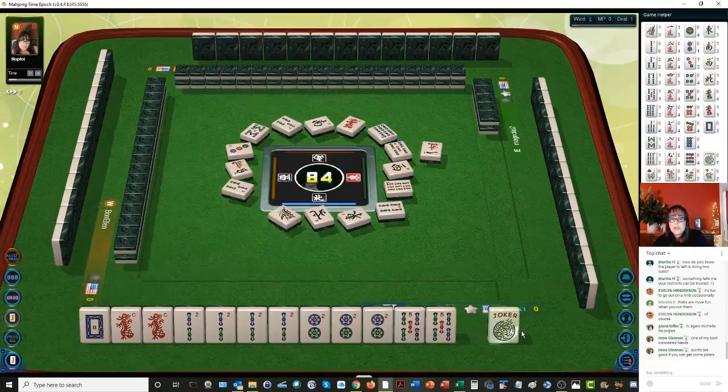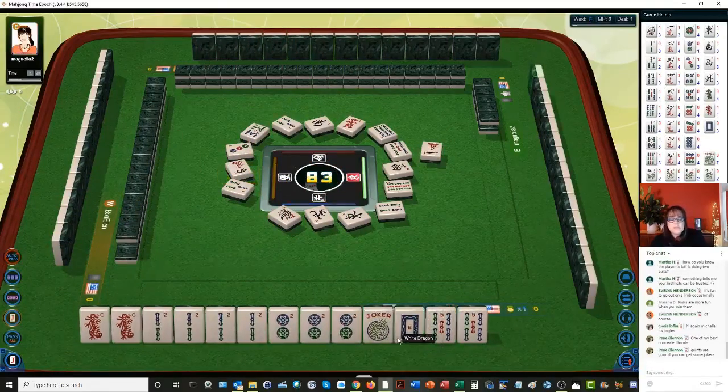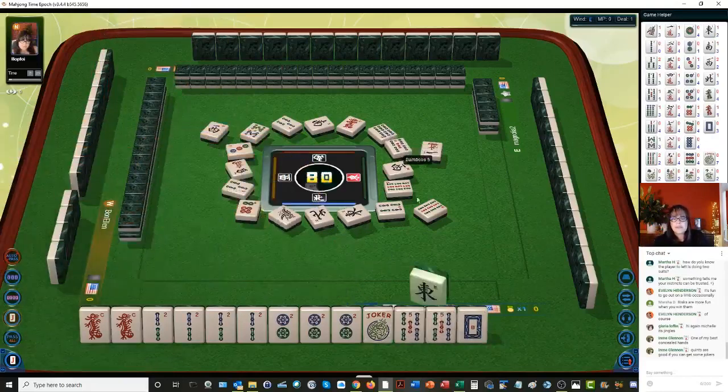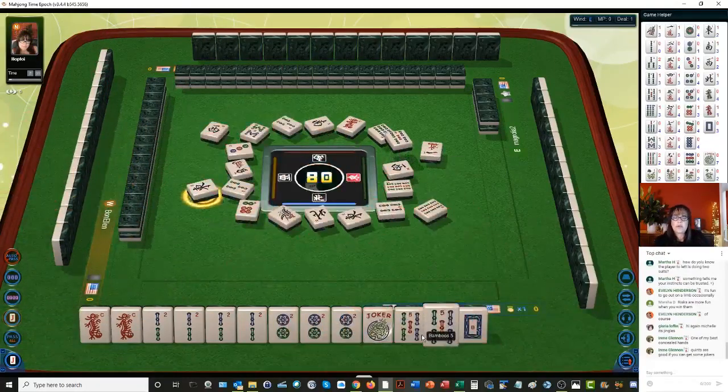We got a joker. We're going to play that quint. Four characters. All right, let's just see what comes first. Quints are good. We've got one joker. We just need two more, really. Two more jokers if we can get it. We'll hold the five bams for joker bait. See if we can get a joker out of the fives. Six dots. There is a five out right now, the five bam. So I don't know if anyone's going to want that.